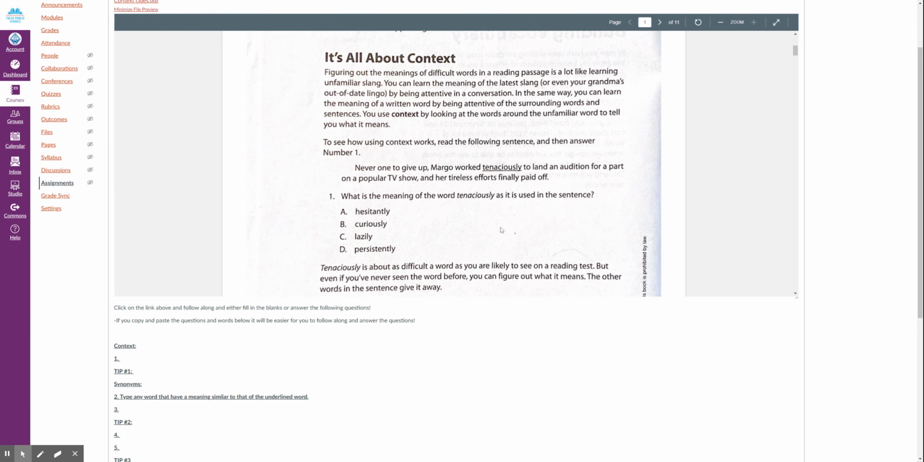To see how using context works, read the following sentence and answer number one. Never one to give up, Margot worked tenaciously to land an audition for a part on a popular TV show, and her tireless efforts finally paid off.